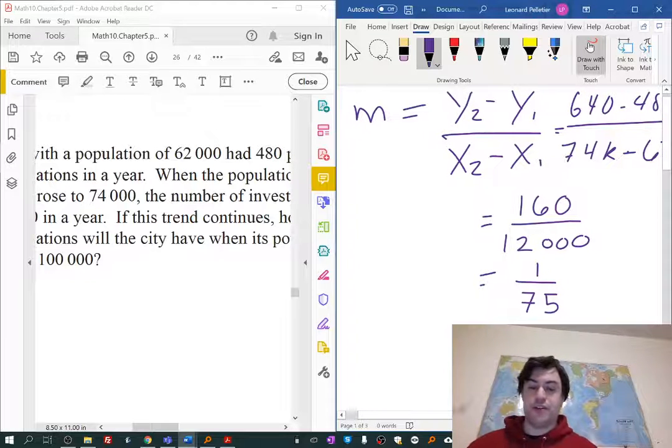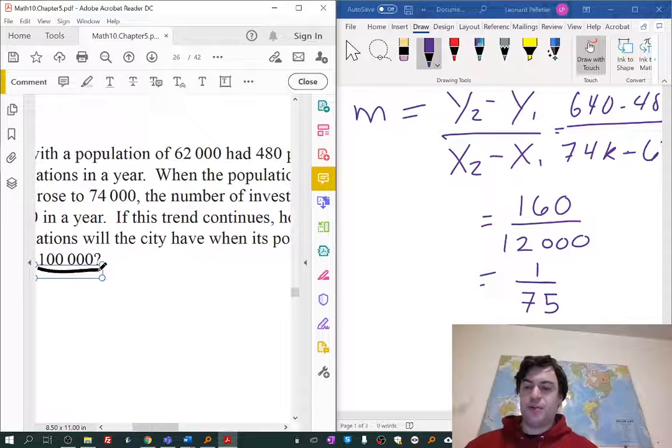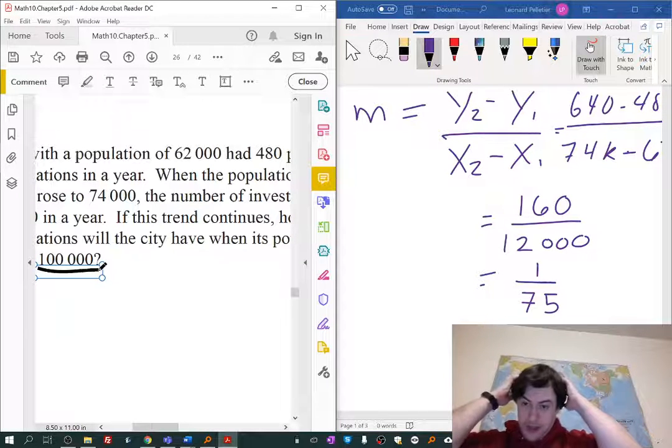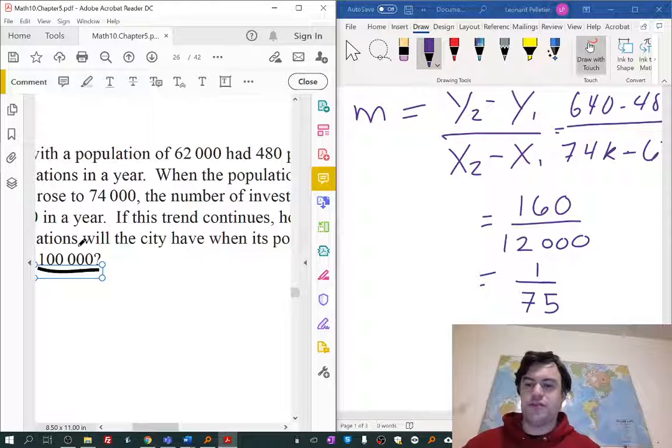Okay, so now we've got to go do it. We're not done. We're supposed to find out this information. The slope's important, but I don't really want to count increments of 75 from like this to 100,000.